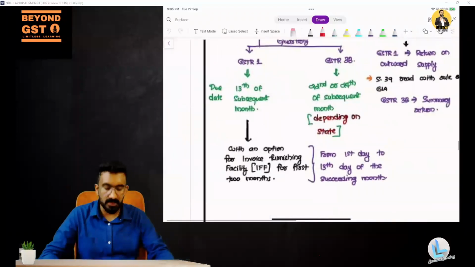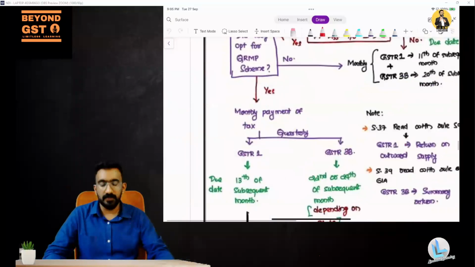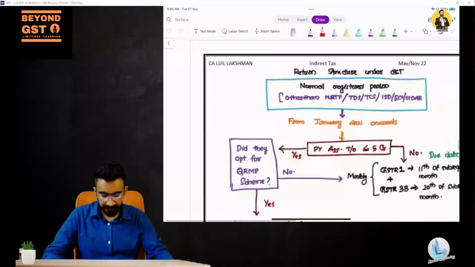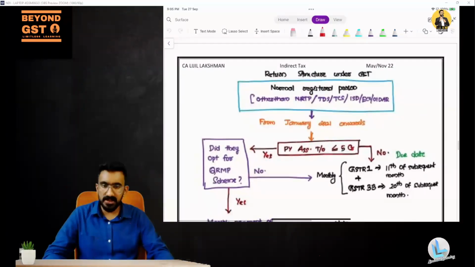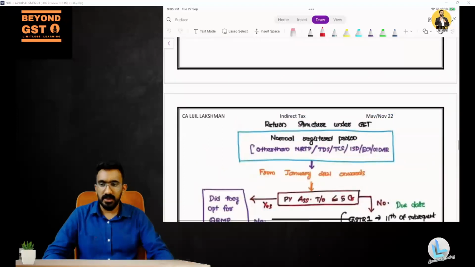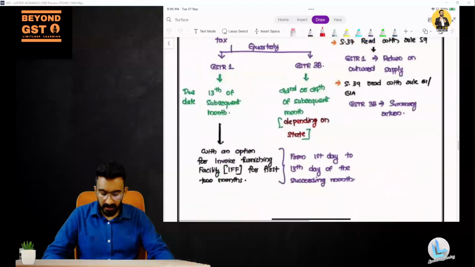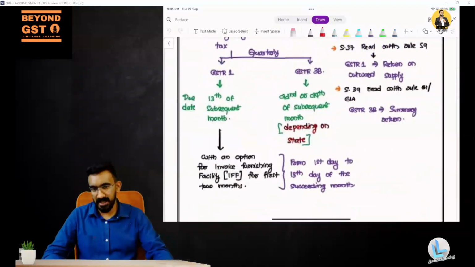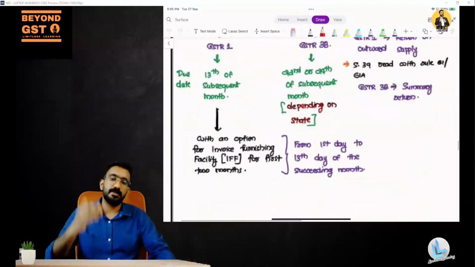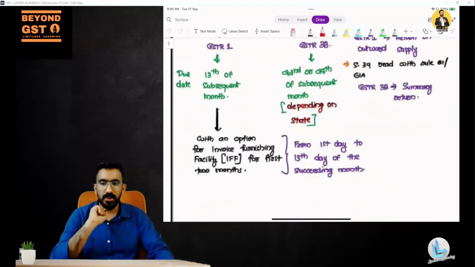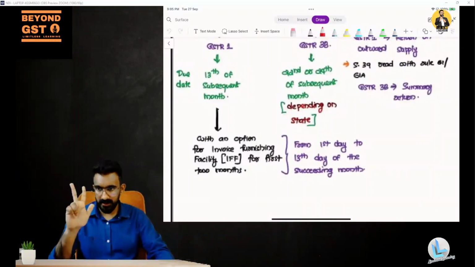Okay. So whatever we have discussed so far, is it clear? The conditions for availing, due date. Due date of IFF is 13th of the subsequent month itself, same like your GSTR1. The due date is 13th, which means from 1st of that month till 13th day, you can do an upload using IFF facility. So this is for the first 2 months. Say you're filing returns for July, August, September. This is the quarter.